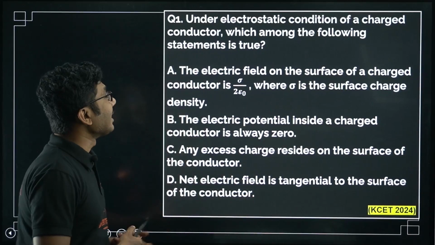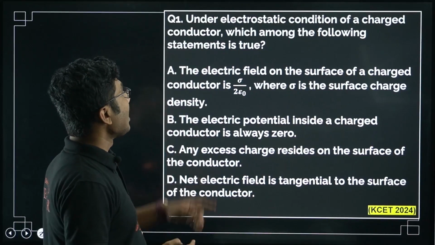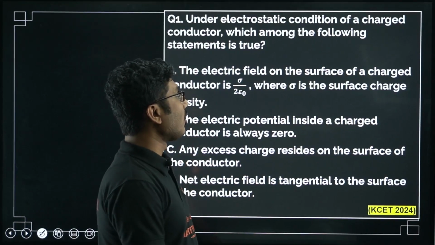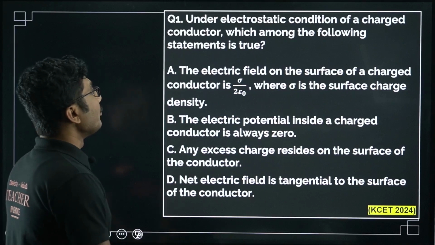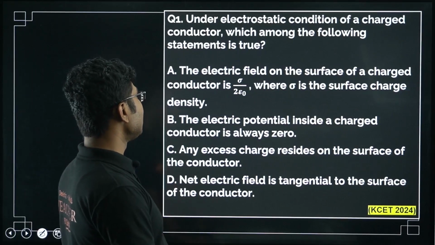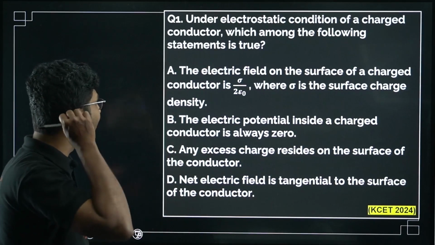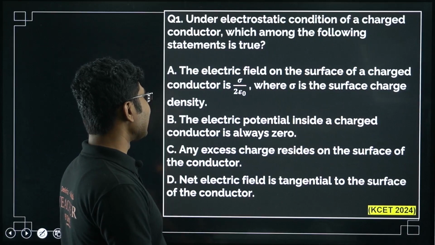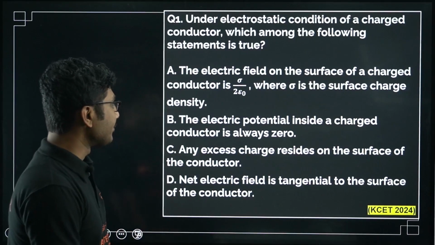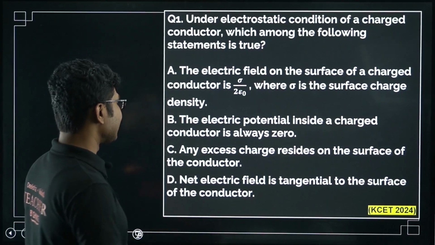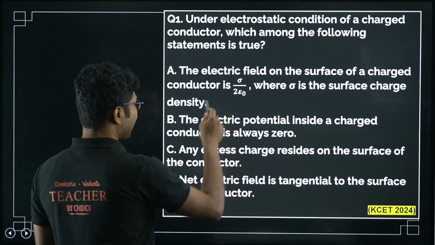Right now, let's start with our session today. Under electrostatic condition of a charged conductor, which among the following statements is true? The electric field on the surface of a charged conductor is sigma by 2 epsilon naught, where sigma is the surface charge density. Yes, it is a correct statement.